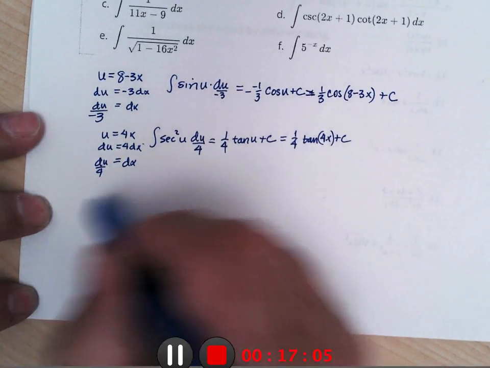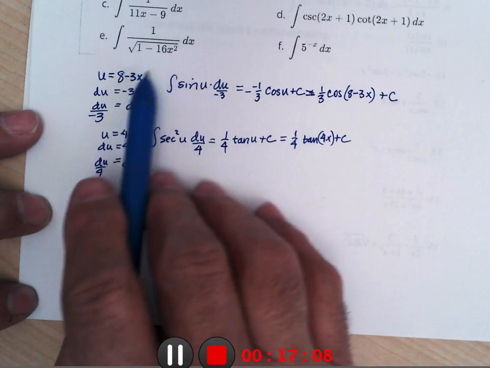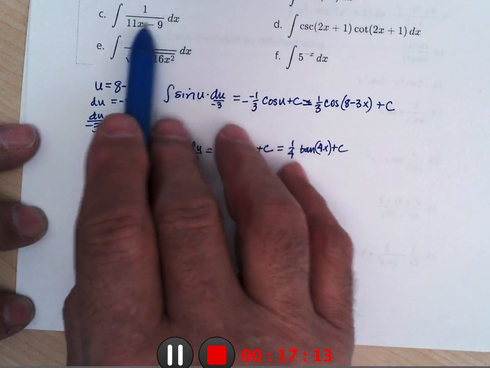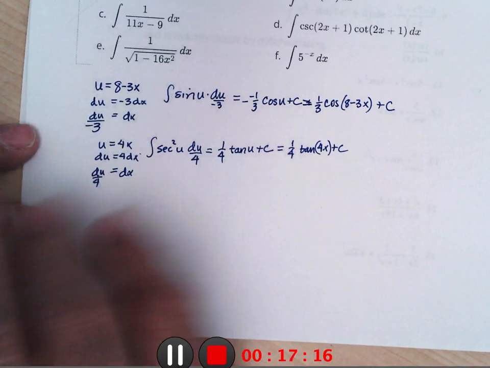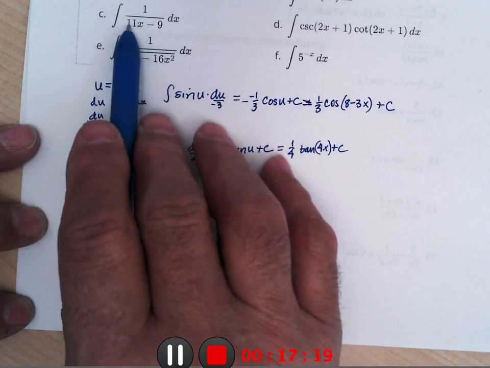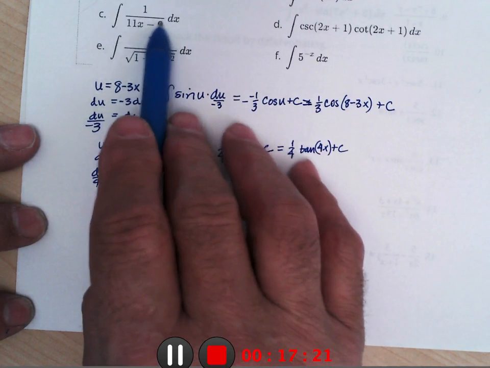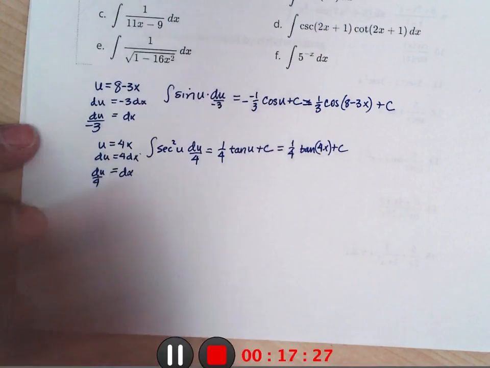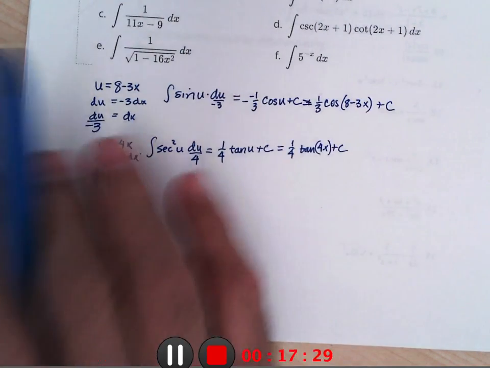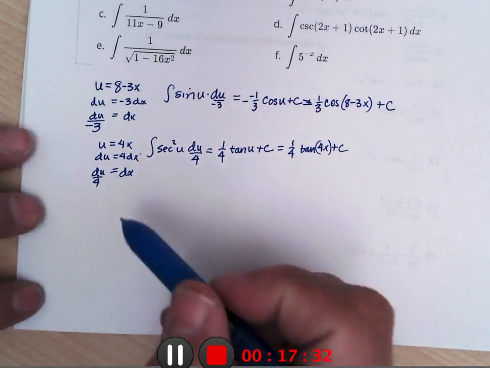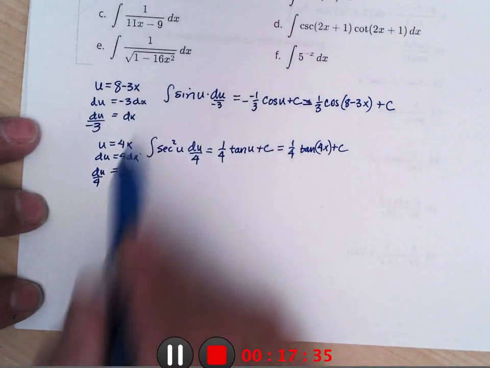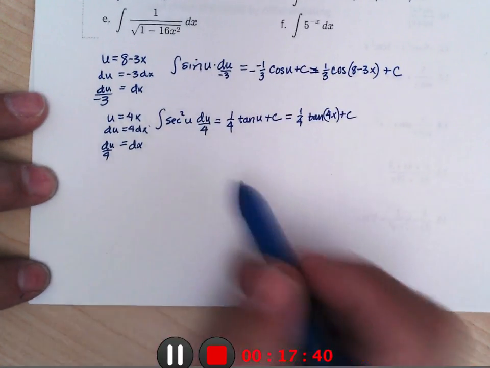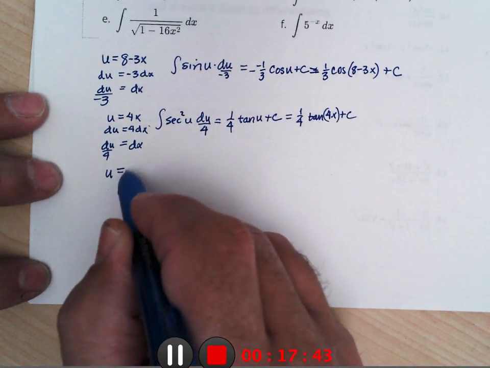There's always a question about what we should let u be. In this one, should we let it be the whole thing, or just the 11x, or the 11x minus 9? Well, if we do just 11x, there'd still be a minus 9, and the subtraction in the denominator is tougher to deal with. A subtraction in the numerator, we can split the fractions up, but in the denominator, it's messier. So I'm going to suggest that we let u be the denominator, not the whole thing, but just the whole denominator. So I'm going to let u equal 11x minus 9.